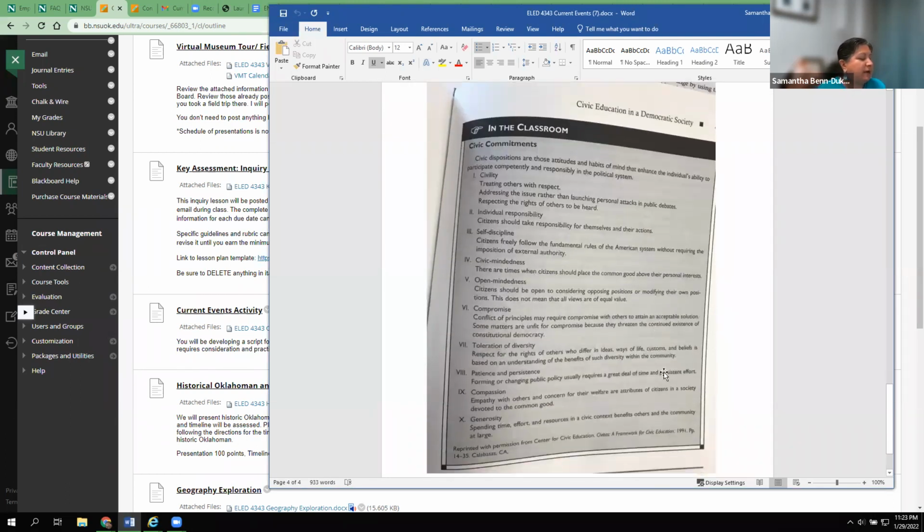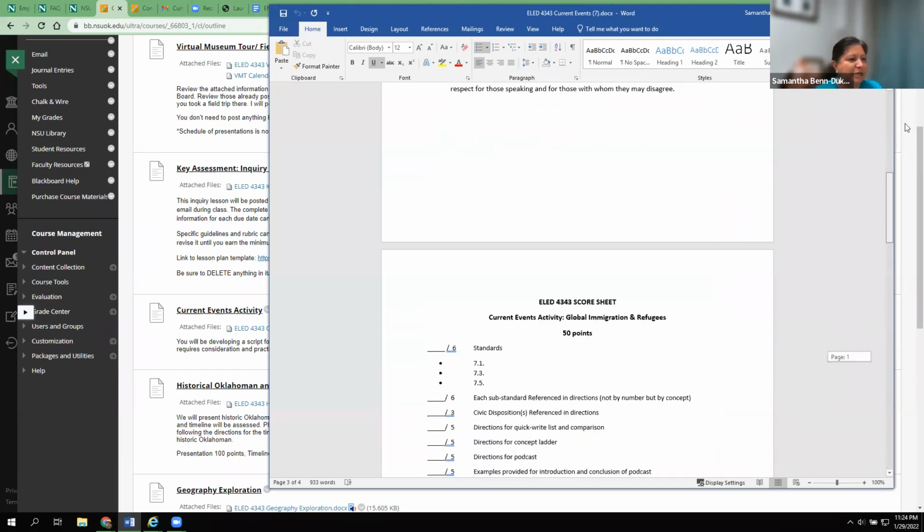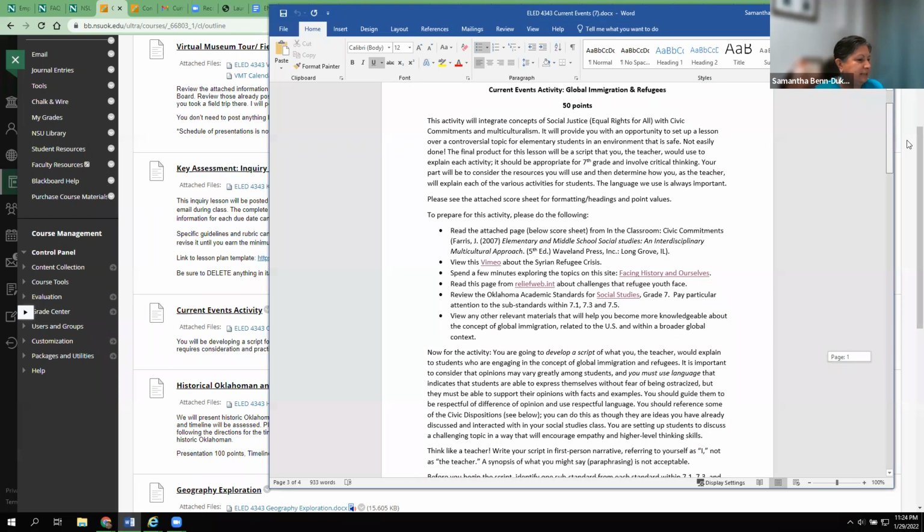So these 10 civic commitments, you don't have to say civic commitment number 4, civic mindedness. There are times when citizens should place the common good. You could just reference it and say, remember, civic mindedness means that we put the common good above our own interests. Just give them a reminder like that. You'll need to include that in your speech, in your lesson, in your script.